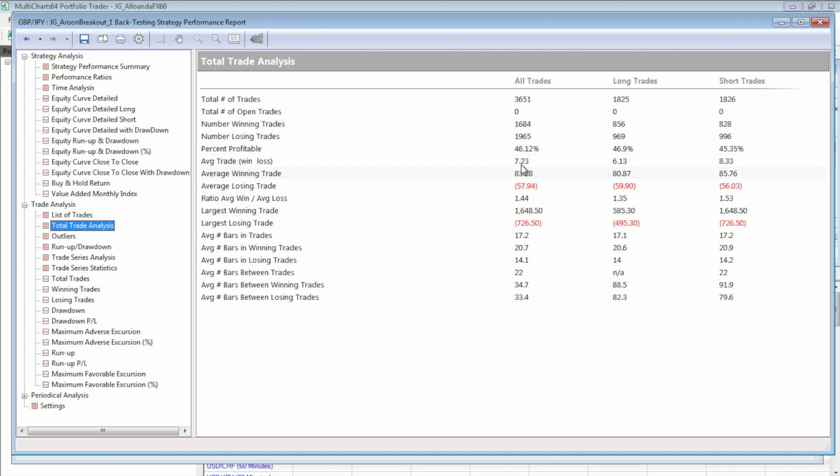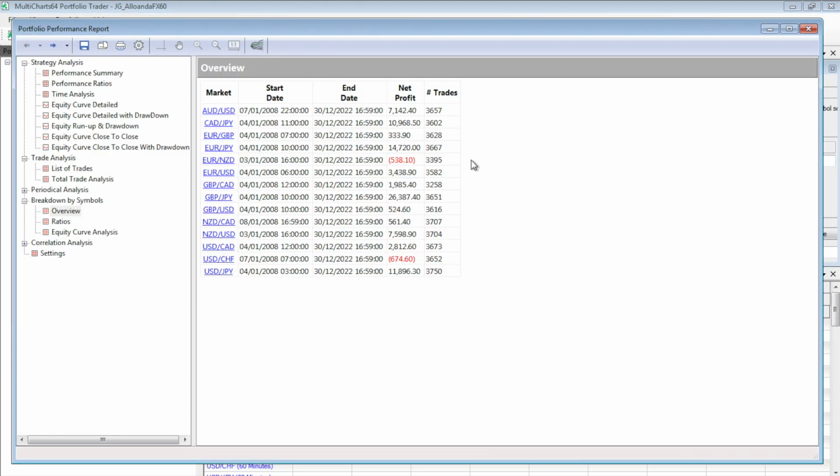We're not going to have too many overnight costs because we're only going to be in these trades a maximum of 20 bars or 20 hours. So that's probably the best one we've seen so far.